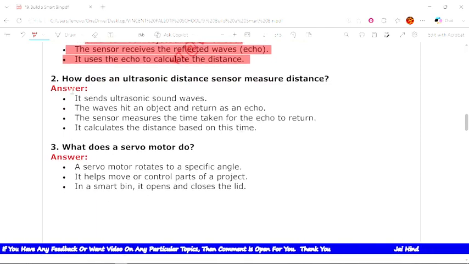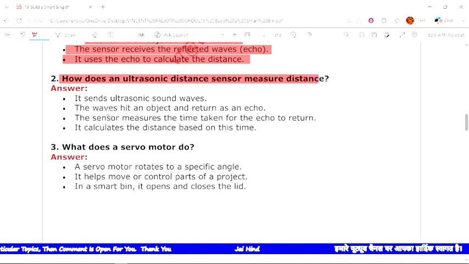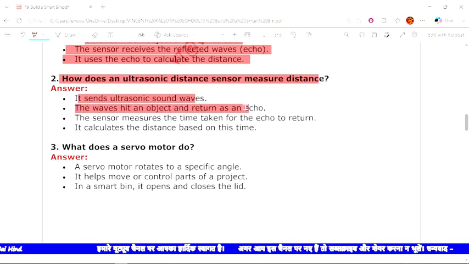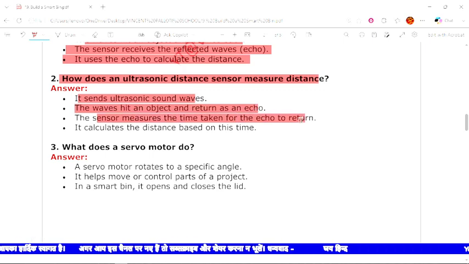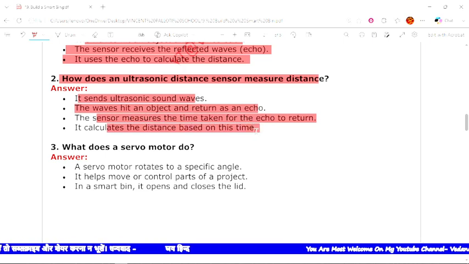Question number 2. How does an ultrasonic distance sensor measure distance? Answer. It sends ultrasonic sound waves. The waves hit an object and return as an echo. The sensor measures the time taken for the echo to return. It calculates the distance based on this time.